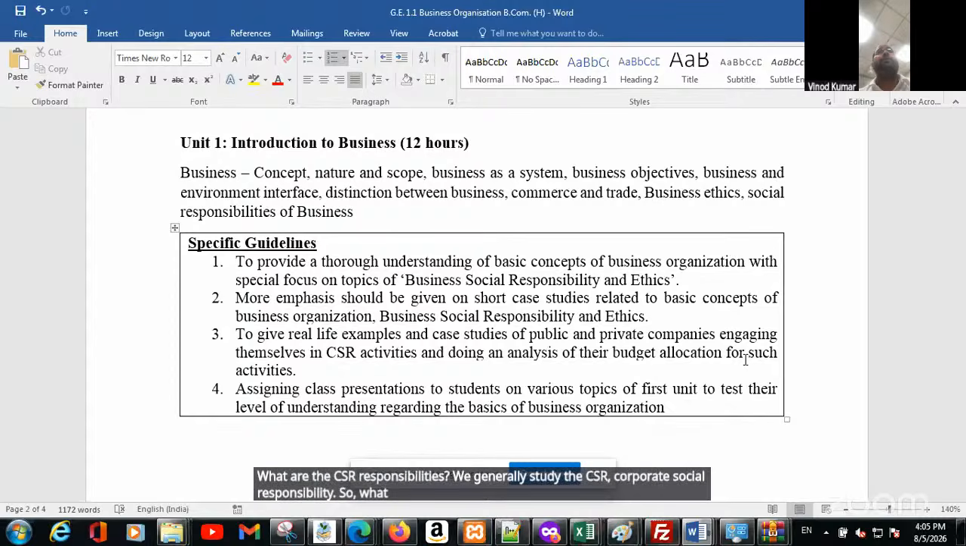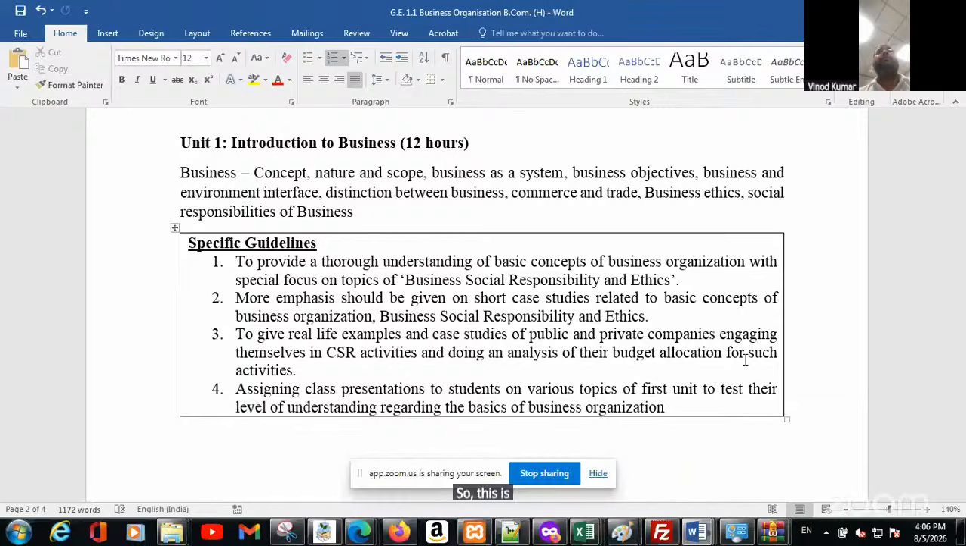So what are the social responsibilities of business towards the bankers, towards the government, towards the general public? There are various agents who are connected with the business, so there is a responsibility of a business towards all these parties. So this is the introduction of unit 1.